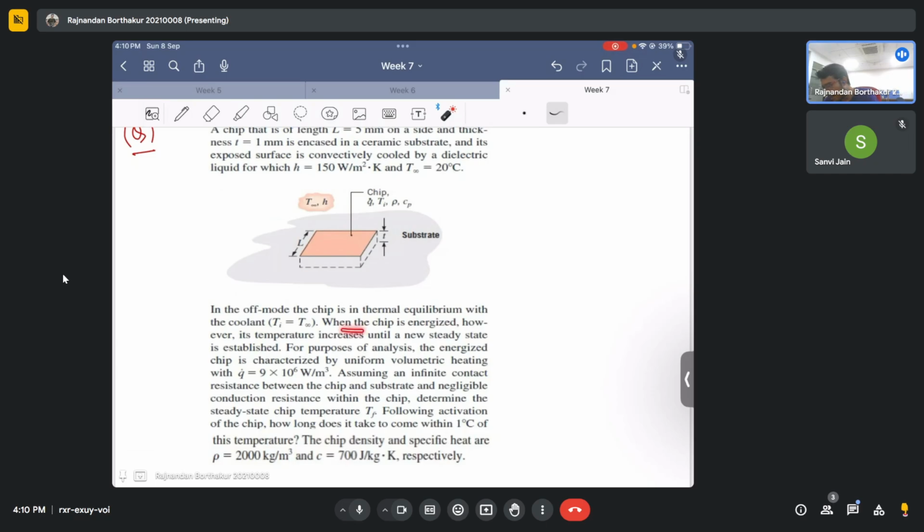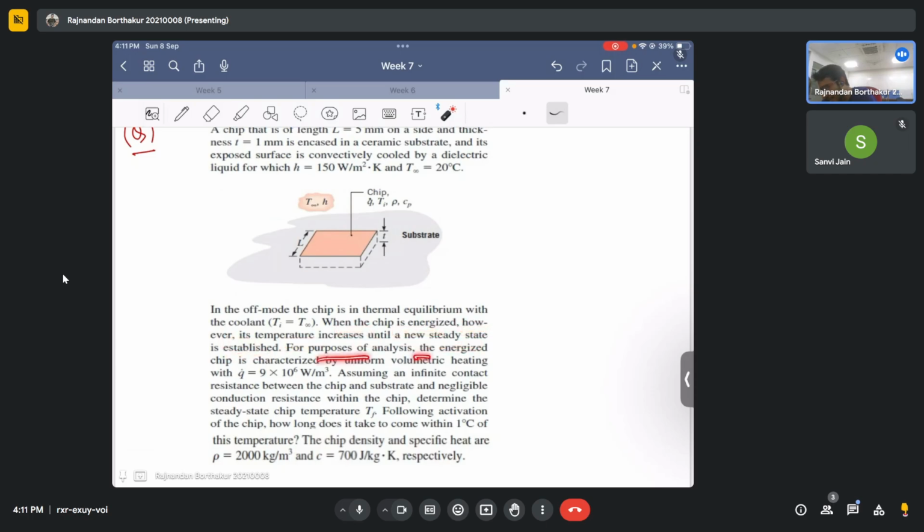But when the chip is energized, its temperature increases until a new steady state is established. It's like when you turn on your computer and you are playing a game, your chip temperature would now increase from an initial temperature which was in equilibrium with the room temperature to a new temperature, and after an initial transient it will attain a certain fixed temperature, of course, which is higher than the room temperature. That's what it says.